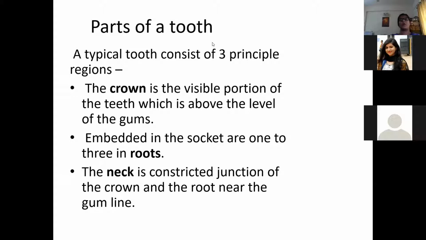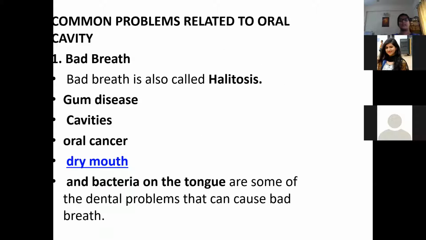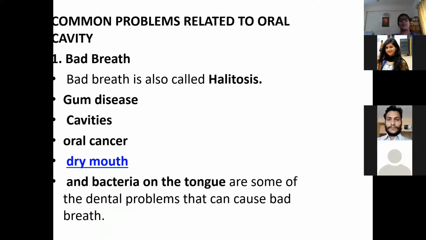There are different problems related to the oral cavity, and one of them is bad breath or halitosis. Bad breath is also called halitosis.